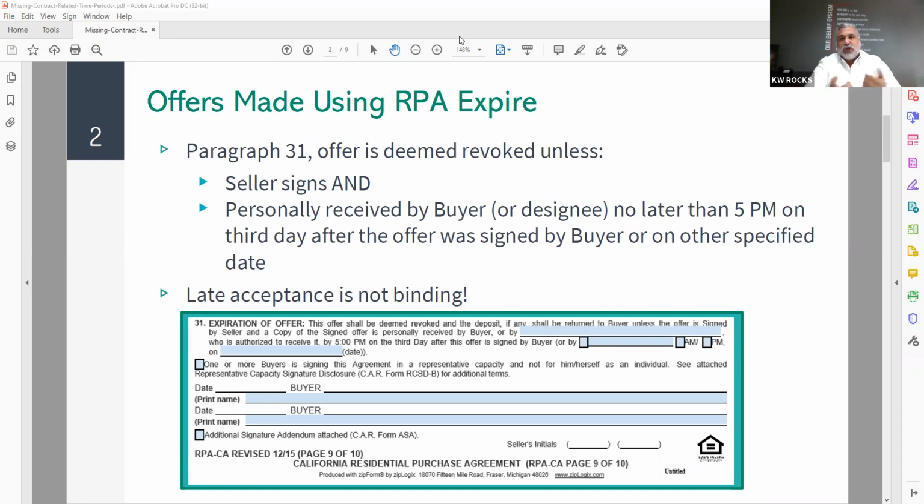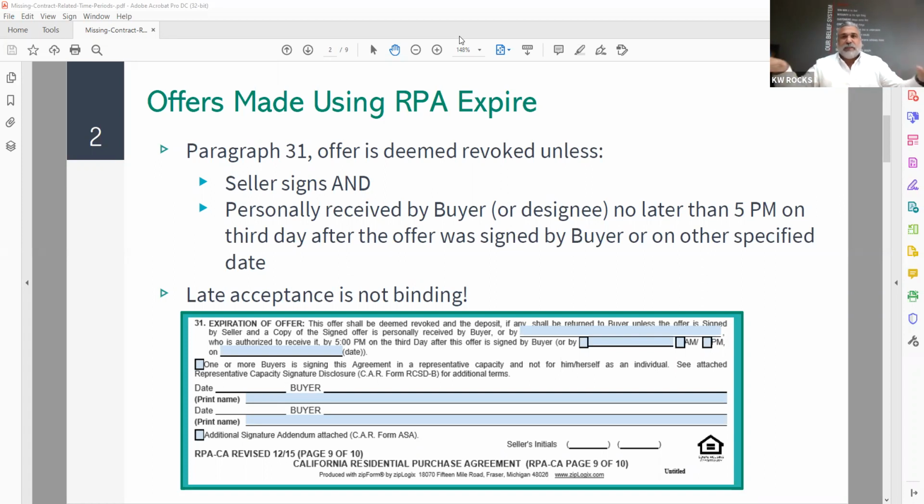That way, when you do receive this offer signed and executed by the seller, you have to revert to a conversation with the buyer. Then once the buyer executes and deems acceptance, we have what we call a bona fide agreement. Then we can move on to open escrow. Now, late acceptance is not a binding agreement, okay?